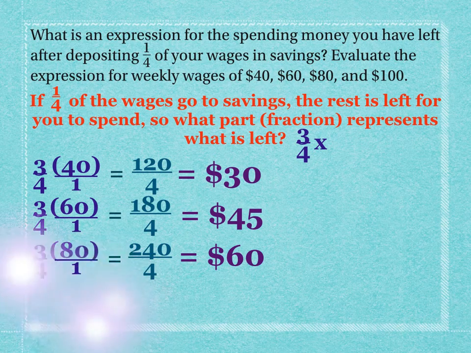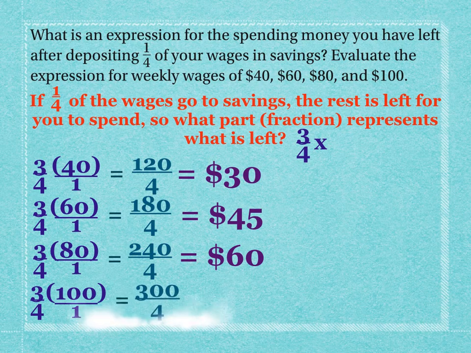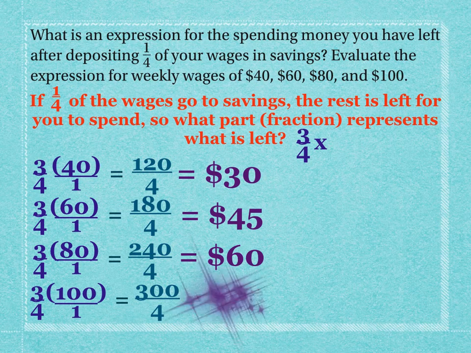And then last, you're going to use 100 for x. So you would do 100 over 1 times 3/4. When you multiply straight across, you would get 300 over 4, or 300 divided by 4, which is $75.